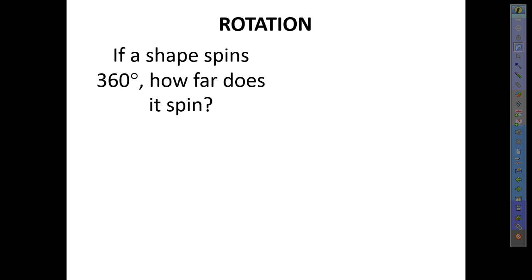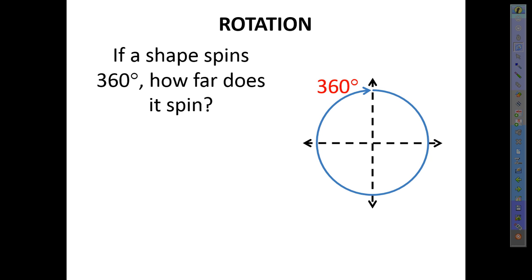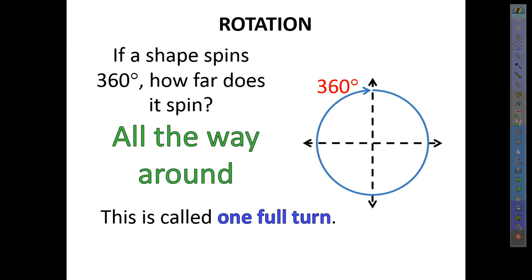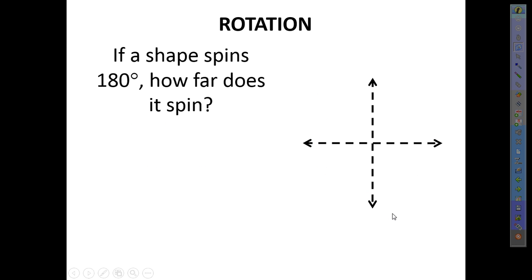So if a shape spins 360 degrees, how far does it spin? All the way around. 360 degrees is a complete circle. Generally, if something rotates 360 degrees, it's back where it started. And that is called one full turn. If you do a 360, you're back where you started.